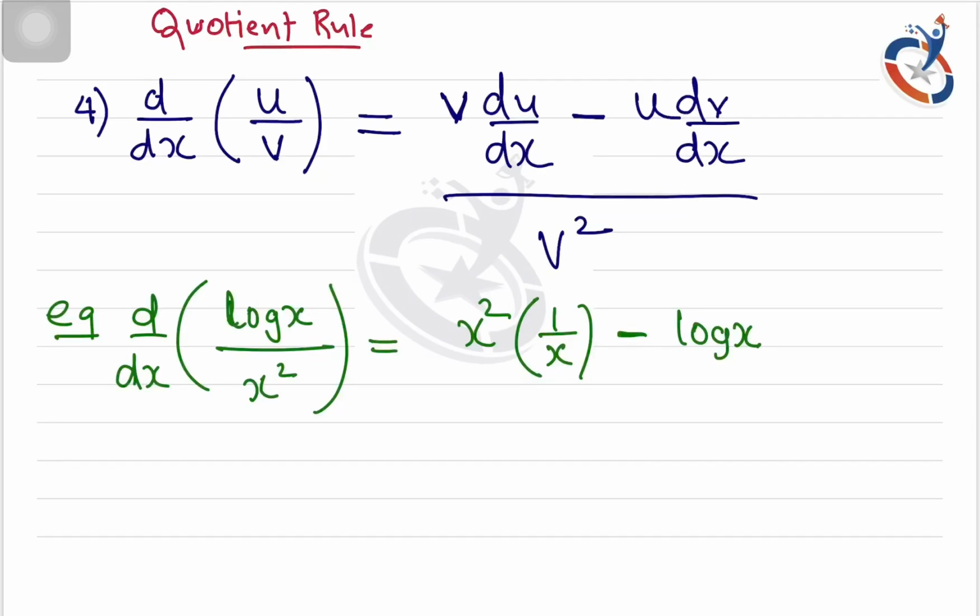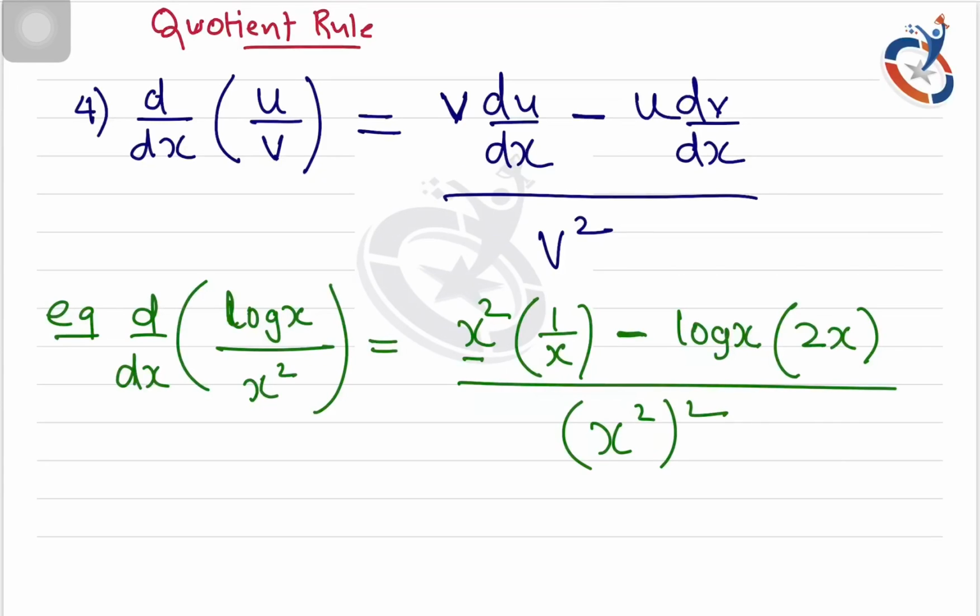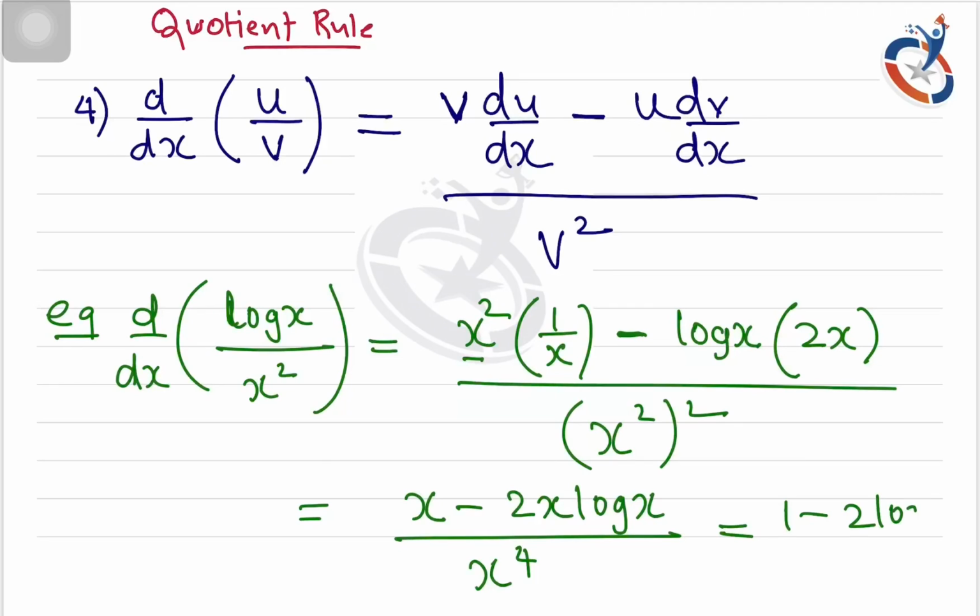I start with the denominator first. So it's the denominator into the derivative of the numerator, minus the numerator into the derivative of the denominator. The derivative of the denominator is 2x, the whole upon the denominator square. Clear? So when you cancel, this becomes x minus 2x log x upon x raised to 4. Or you can take x common from the numerator and cancel. The answer becomes 1 minus 2 log x upon x cube.